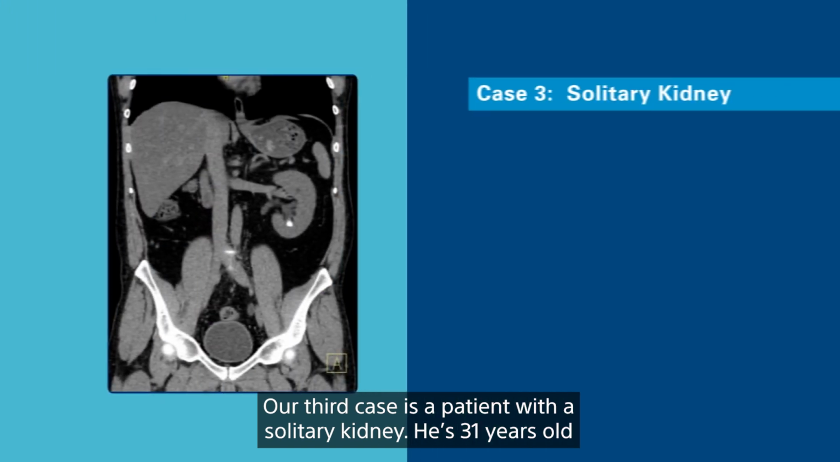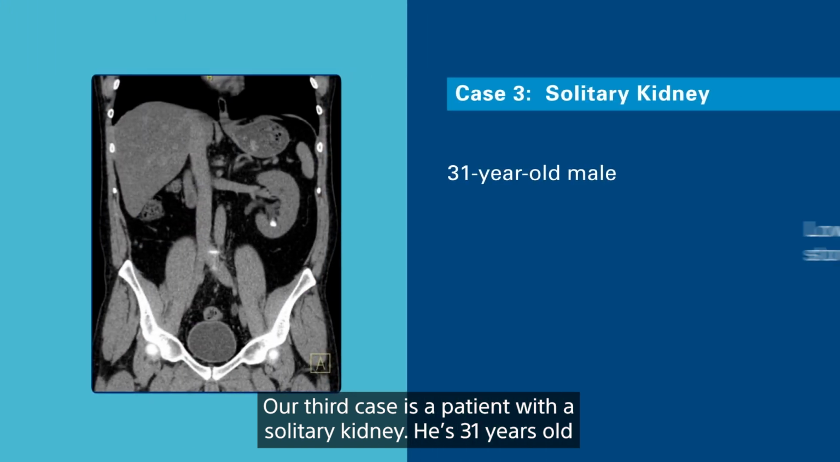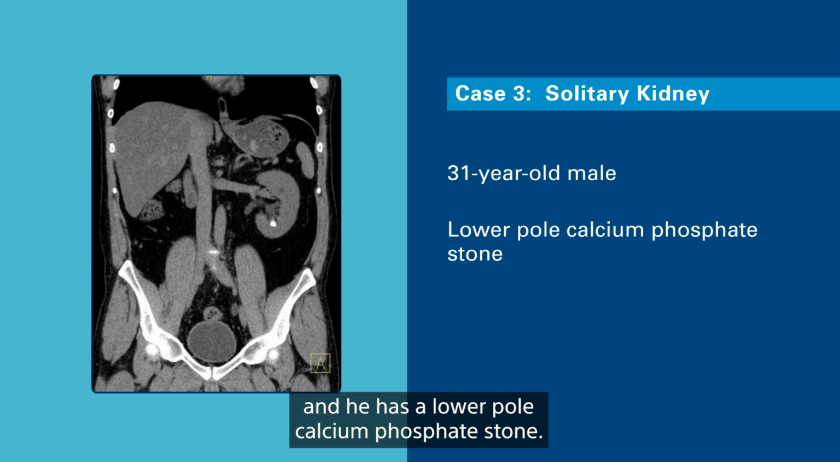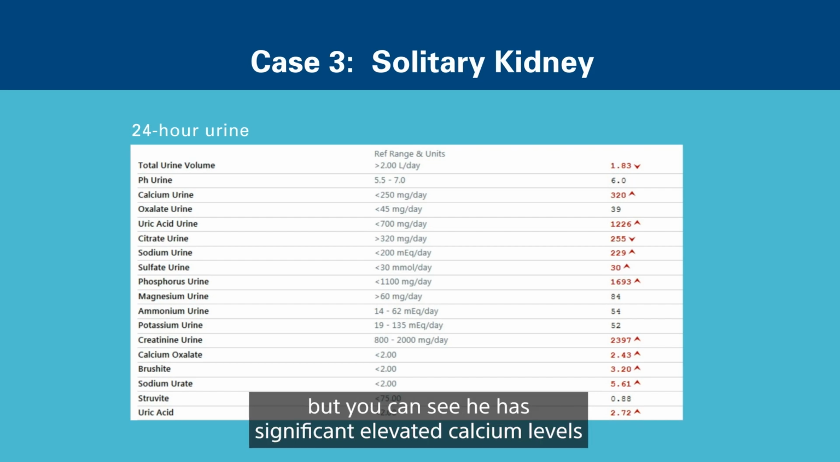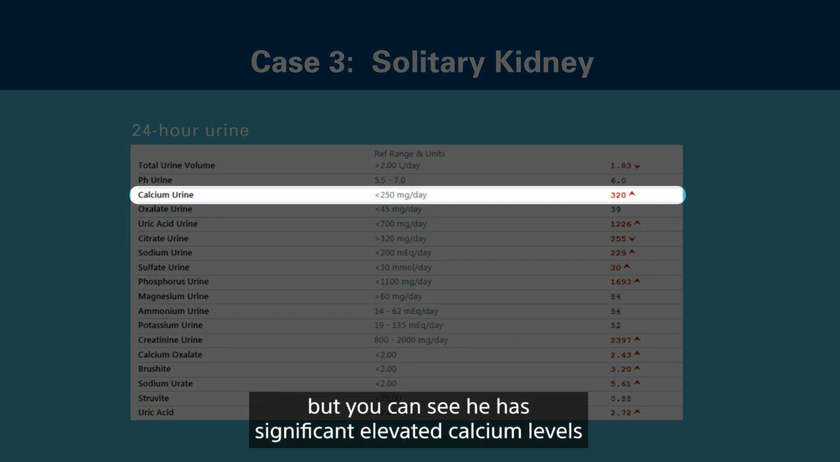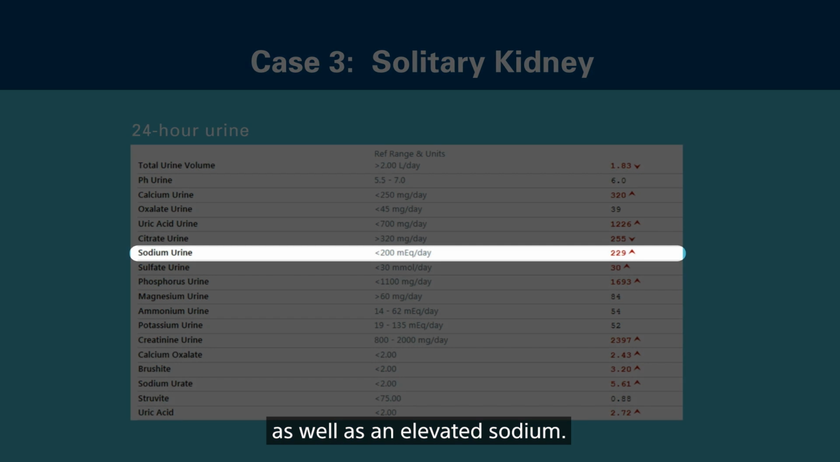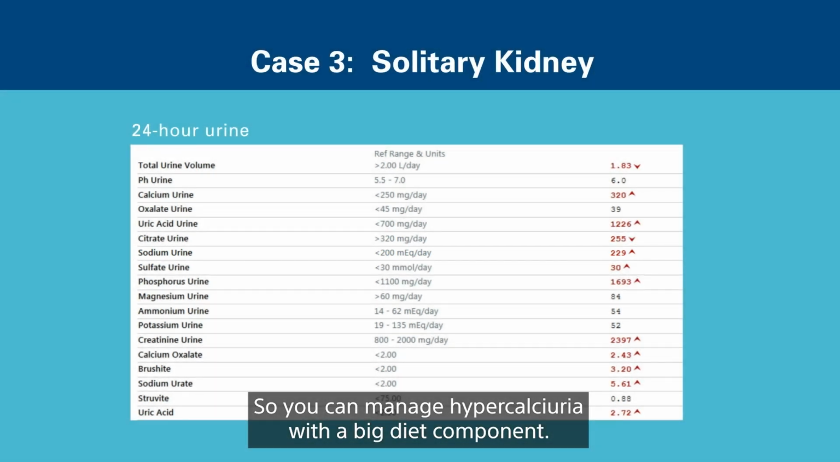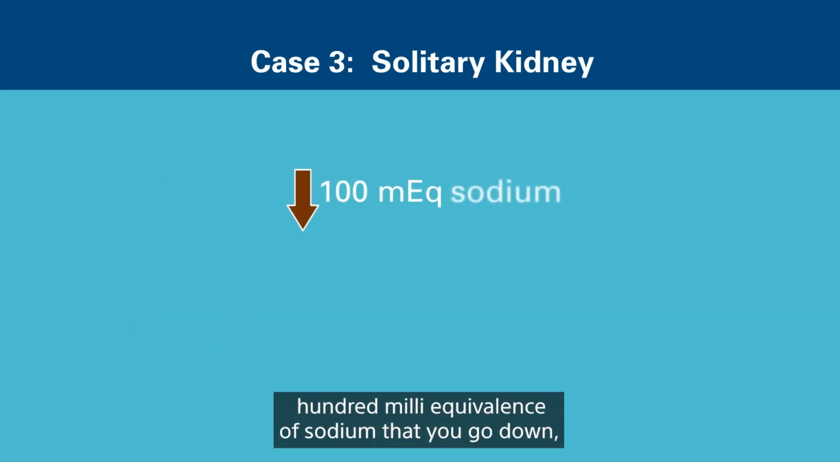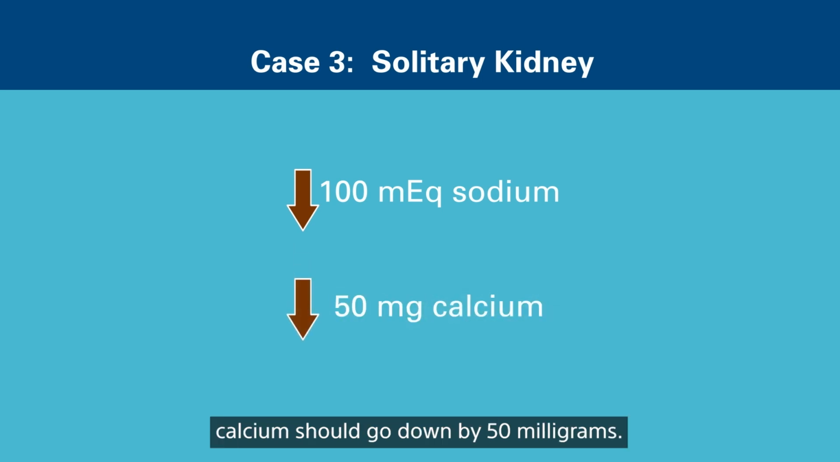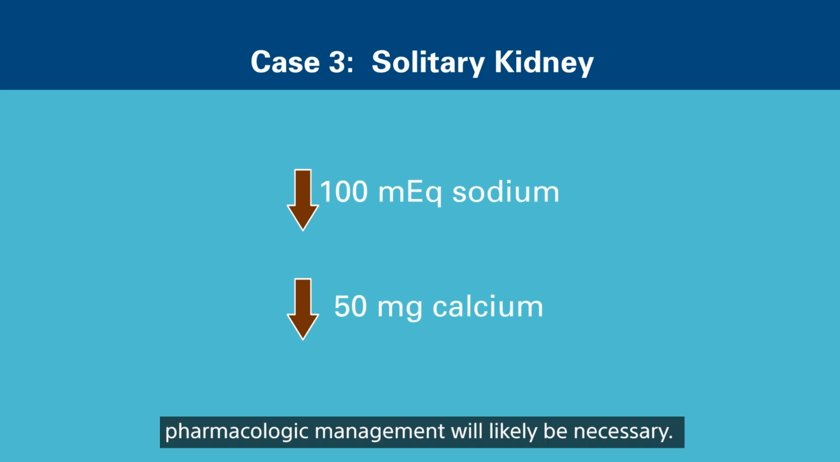Our third case is a patient with a solitary kidney. He's 31 years old, and he has a lower pole calcium phosphate stone. On his 24-hour urine, there are several abnormalities, but you can see he has significantly elevated calcium levels as well as an elevated sodium. So you can manage hypercalciuria with a big diet component. The take-home point is that for every 100 milliequivalents of sodium that you go down, calcium should go down by 50 milligrams. With this patient and his degree of hypercalciuria, pharmacologic management will likely be necessary.